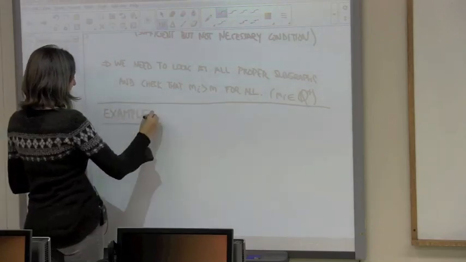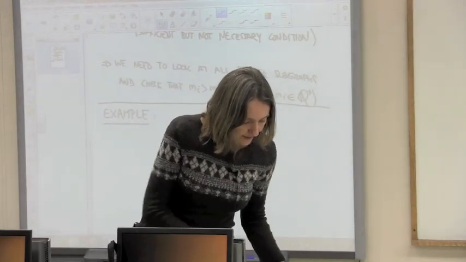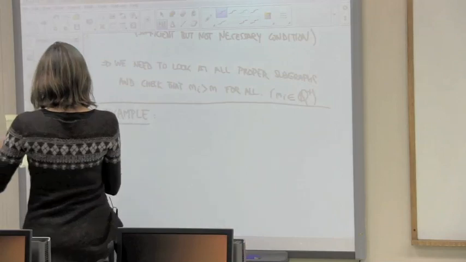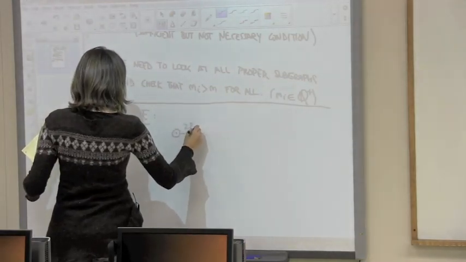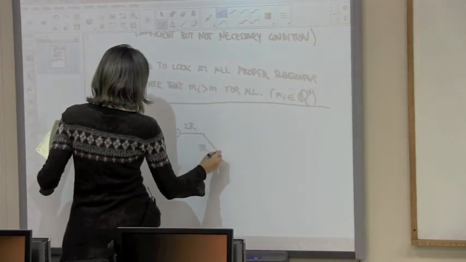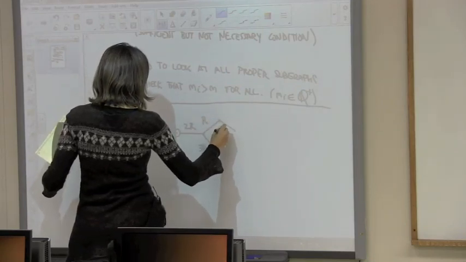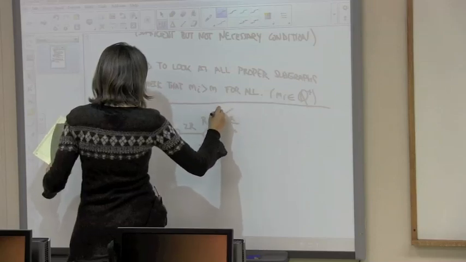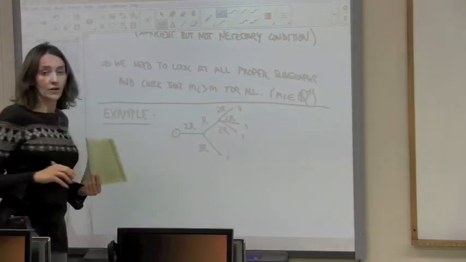Example. This example is good, it's giving us a lot of information. Okay, let me just get this and my subgraph in hand. Okay, so our example was, we had 2R, 3R, R, 2R, 2R, 2R. And we had 1, 2, 3, 4 fingers or end effectors.